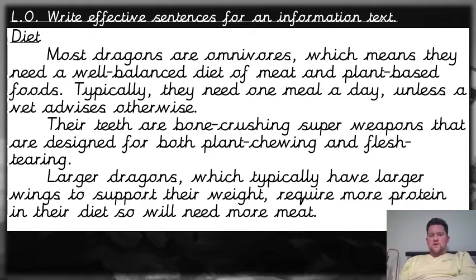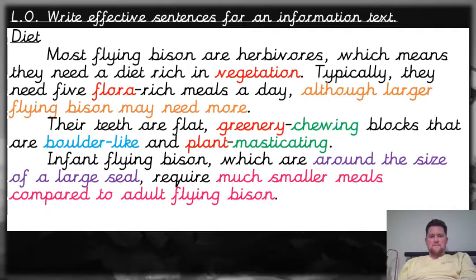So you'll see there I've got a relative clause giving more facts, extra information about bigger dragons. So what I've done is I've taken this and I've changed it to fit in with our subject, which is flying bison. So I've put, most flying bison are herbivores, which means they need a diet rich in vegetation. That means plants. Typically, they need 5 flora-rich, that means plant-rich, meals a day, although larger flying bison may need more. So look, I've got that subordinating conjunction, although.